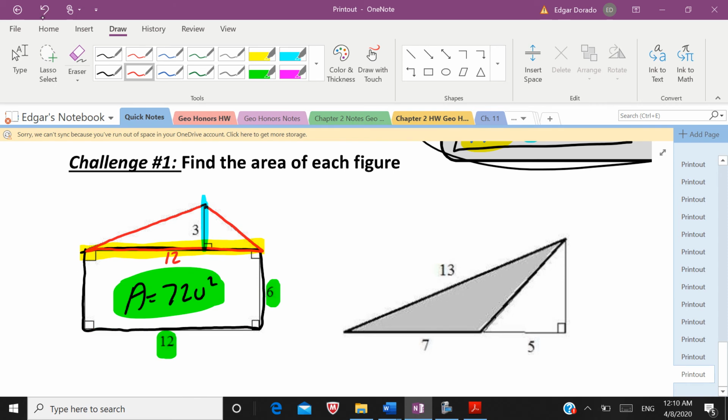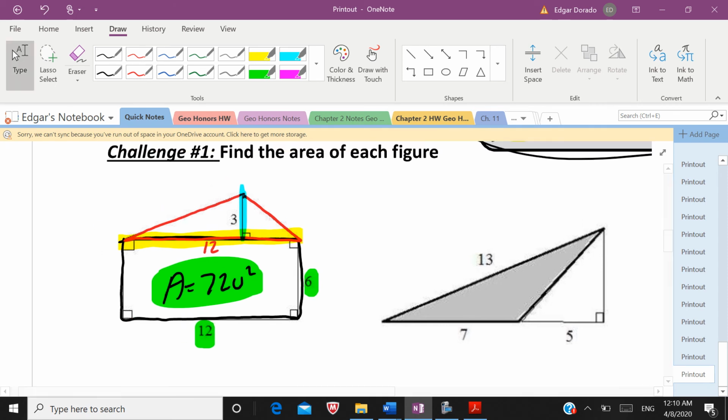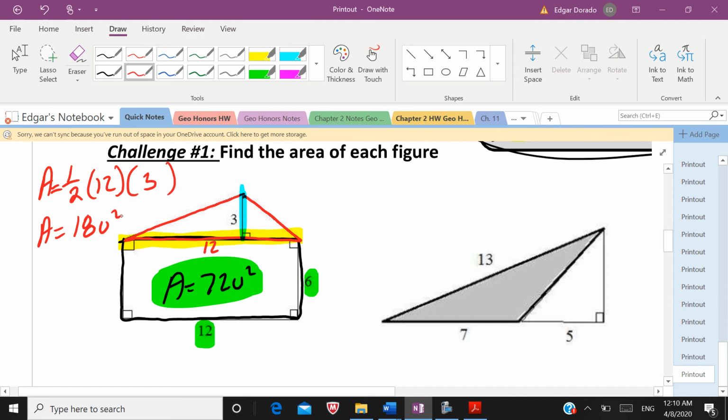All right, so we have a base, we have a height. So how do we calculate that? Well, we just learned that the area of a triangle is 1/2 the base times the height. 1/2 times 12 times 3. So the area here in this particular case is going to be 18, if I'm not mistaken. 18 units squared.